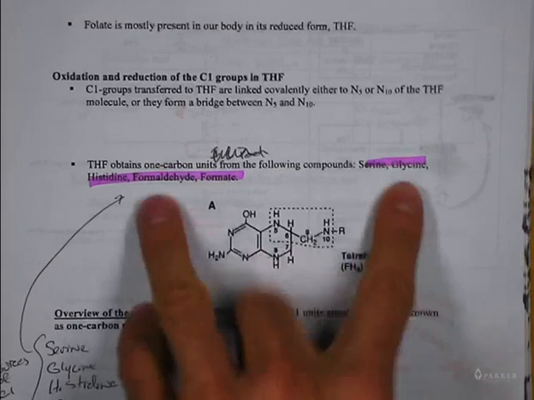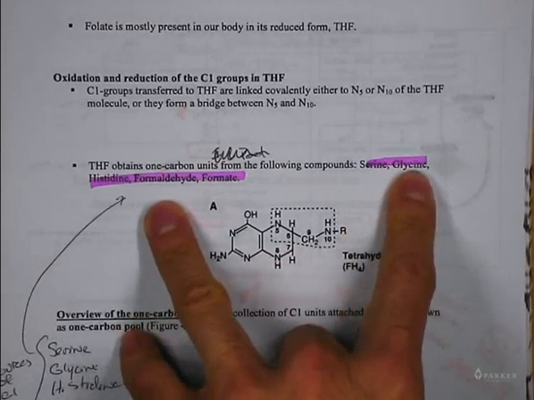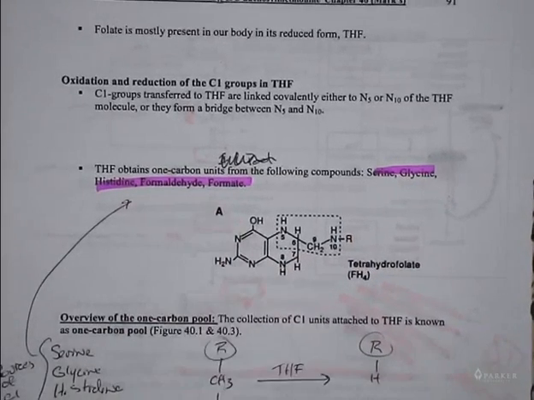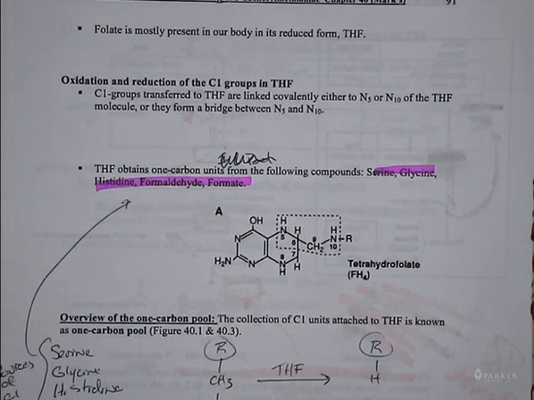The donors you need to know, the 1 carbon pool, are serine, glycine, histidine, formaldehyde, and formate. Histidine, formaldehyde, and formate. Please know those. Those are the 1 carbon pool, which means that THF can obtain a 1 carbon unit from any of those.